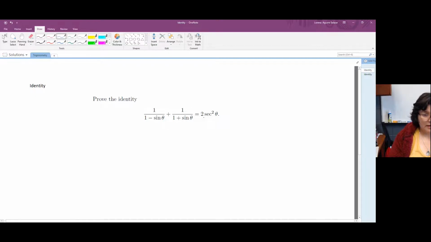And to establish an identity, or prove an identity, we start with the more complex side of the equation, and we use algebra and trig identities to arrive at the right-hand side, or whichever side is simplest in the equation. The equation we have looks more complicated on the left. So let's take expressions on the left-hand side of the equation and show that when we add those fractions, we get twice secant squared of theta.